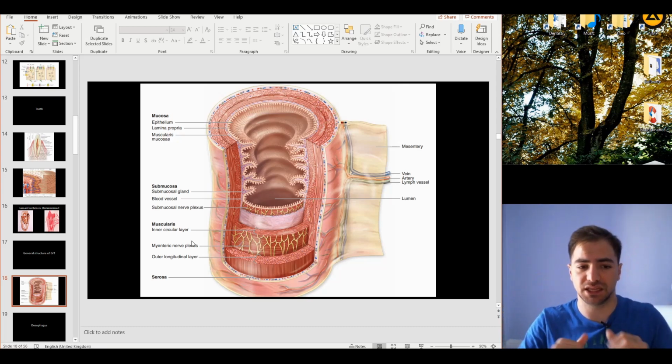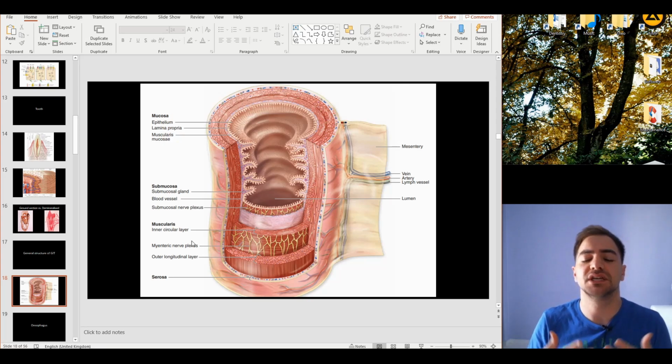Exactly beneath the mucosa, we're going to find the submucosa. This is a specific area that typically contains many blood vessels, and always we have the submucosal nerve plexus, also called Meissner's nerve plexus. Now, the Meissner's nerve plexus serves two functions: to control the epithelium and to control the muscularis mucosa. Now, sometimes in the specific chart we're going to find the submucosal glands.